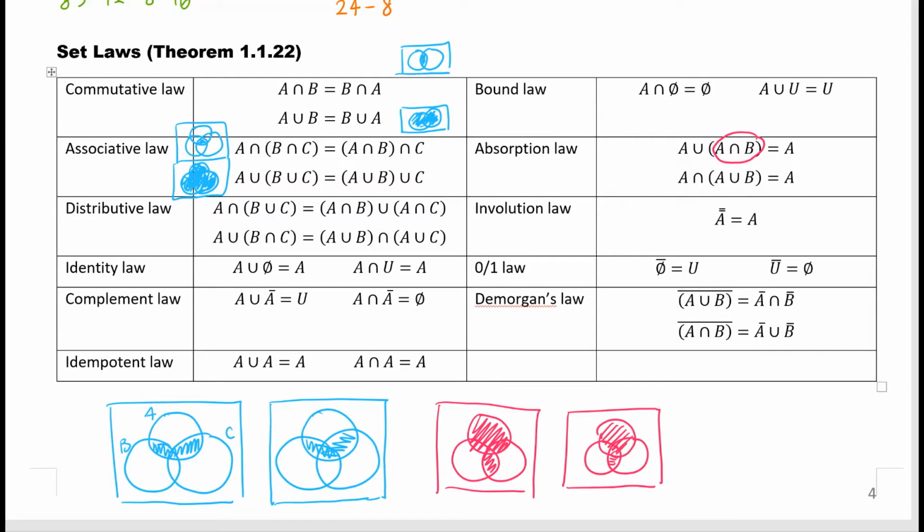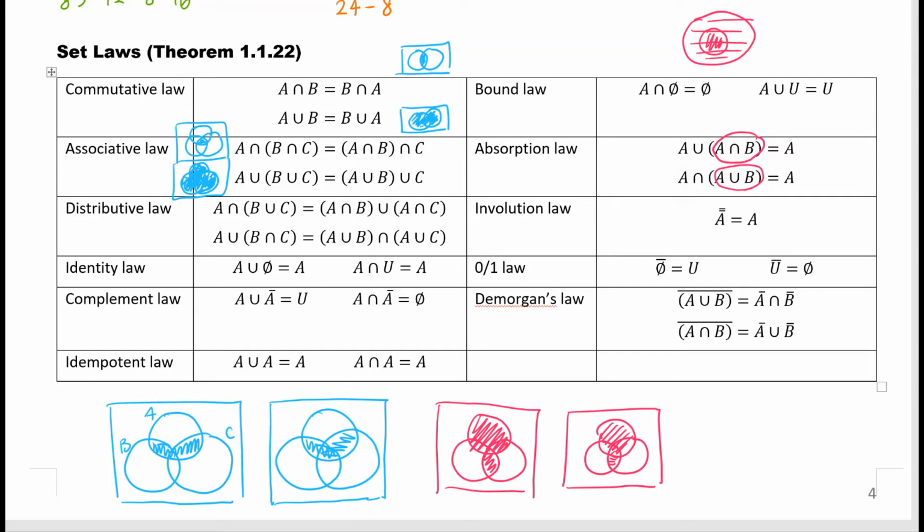That's why you get the set A. And if you have A intersect A union B, do you see A union B is bigger than A? So A is a subset of A union B, but when you take the intersection, the smaller set is left. So that's why you have the set A here. Remember you have a big set and a smaller set. When you take intersection, that's the small set. When you take union, that is the biggest set.